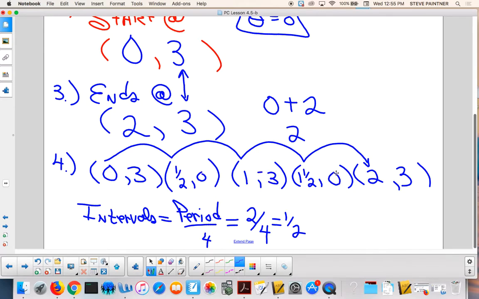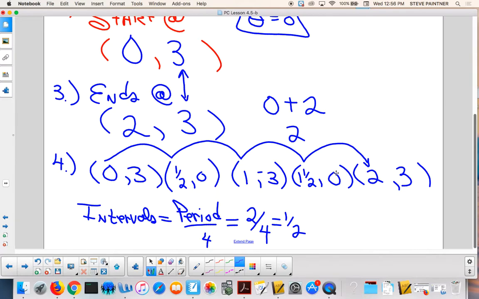Do you have any idea what the next point is after this? 0. No, right here. 2.5. 2.5, comma, 0. Does that make sense? You add a half, 2.5, and once you go from max, then you go back to 0. So it'll be 2.5, 0. I don't need it, so I'm not going to write it. Step 4 is done. I don't know what step 5 says.